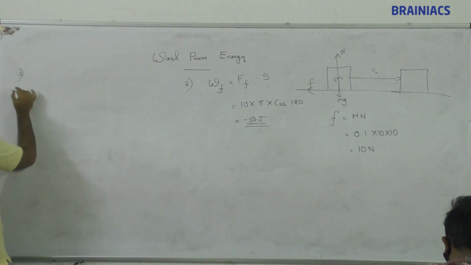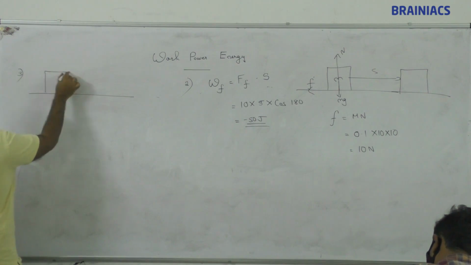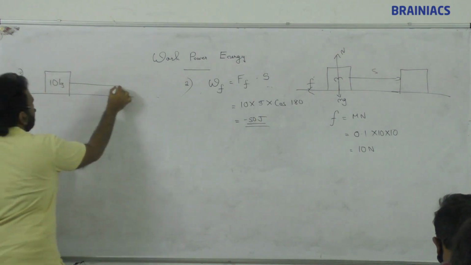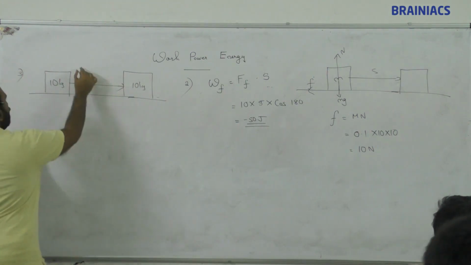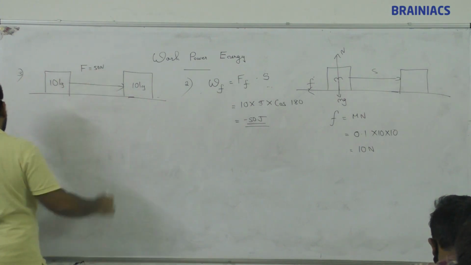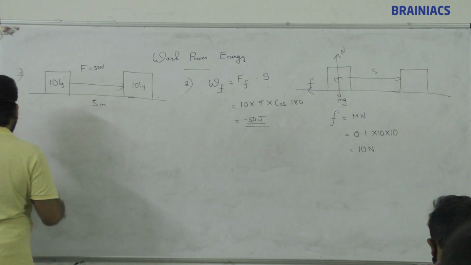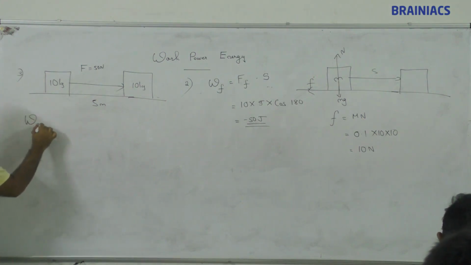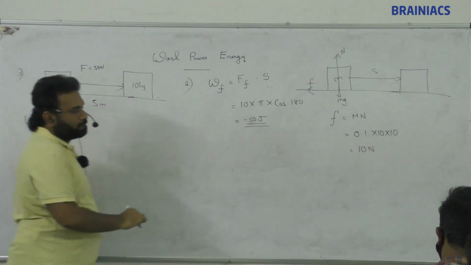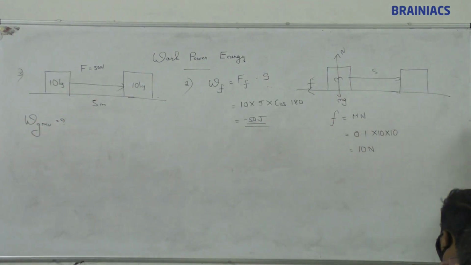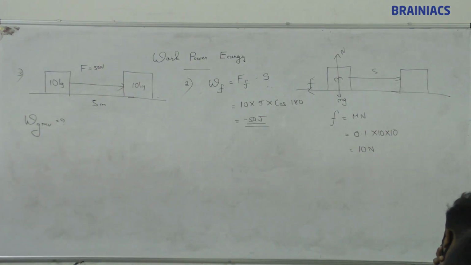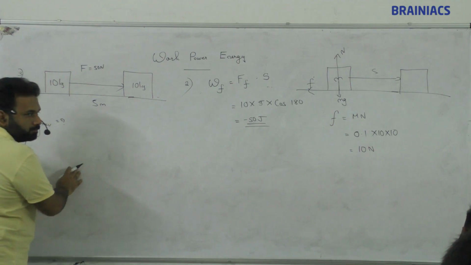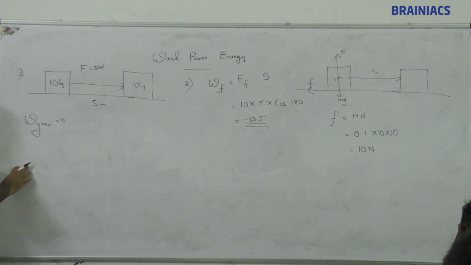Okay, third question. 10 kilogram mass is displaced, and the force applied is 50 Newton. What is the work done by gravitational force? Come on. 0. Work done by gravitational force is 0.